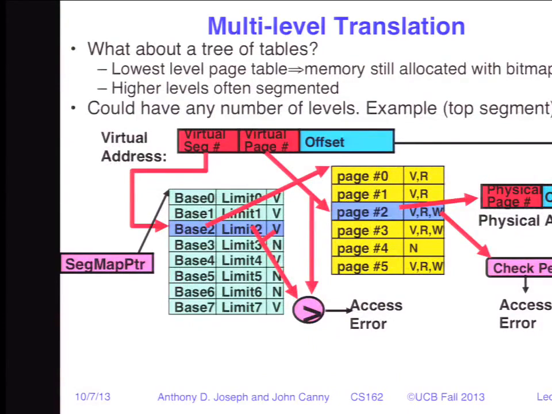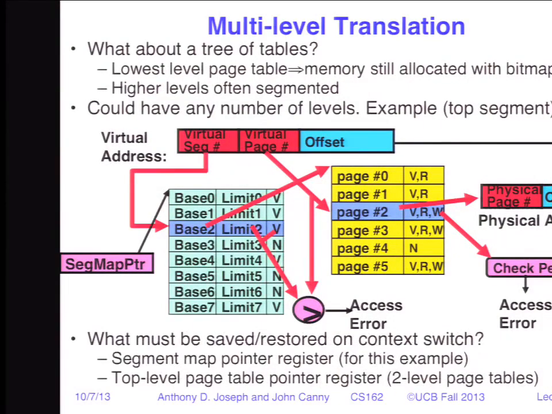Okay. So what do we have to save on a context switch, and what do we have to restore? Well, if we have a scheme like this where our top level is a segment, then we have to save this segment map pointer register, which tells us where to find the segment table in memory, the segment map. Okay? If our top level was a page table, so if we had a page table on top of a page table, and I'll show you a picture of that in just a few minutes, then we'd have to save the pointer to the top level page table.